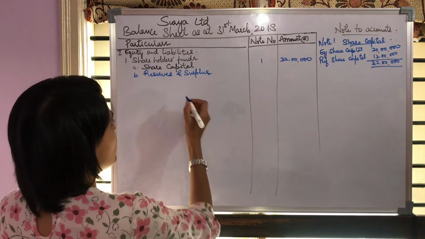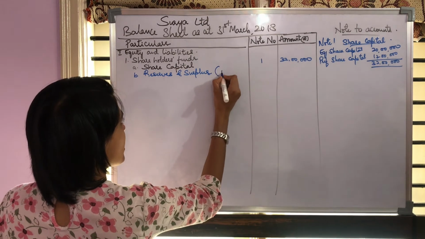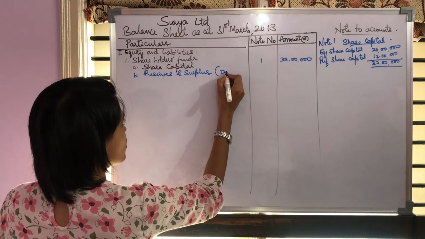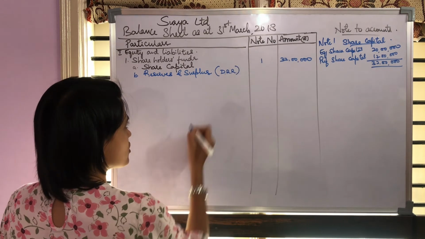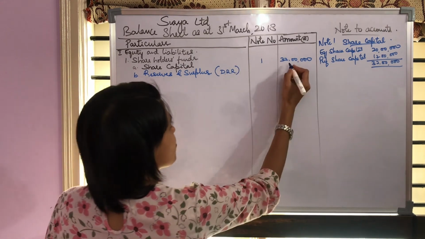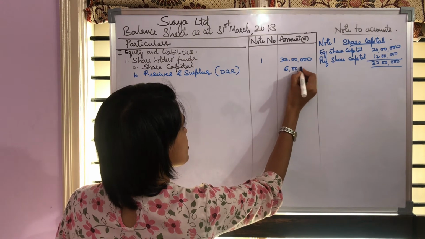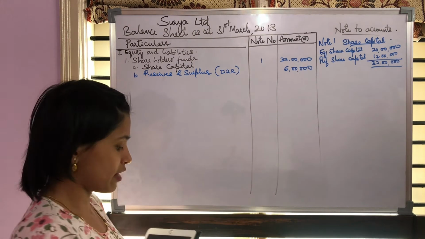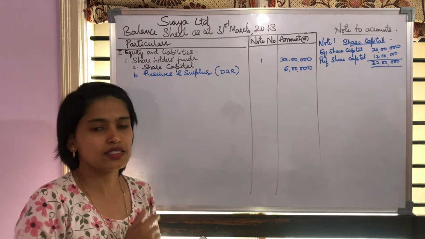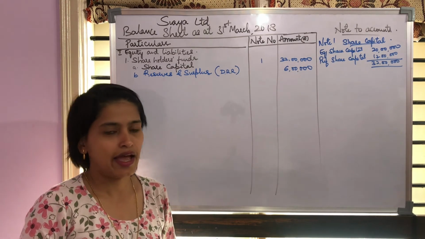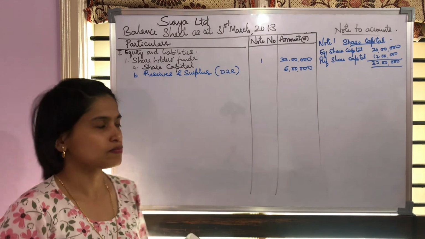So over here in the bracket I will write it as debenture redemption reserve. DRR is the short form. Okay, I will write it as rupees 6 lakhs. So in this manner you can avoid doing note to account, students. Again, this method will be considered and full marks will be allotted.